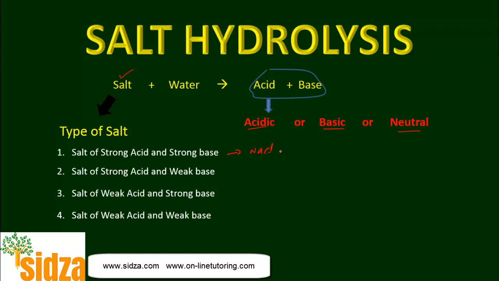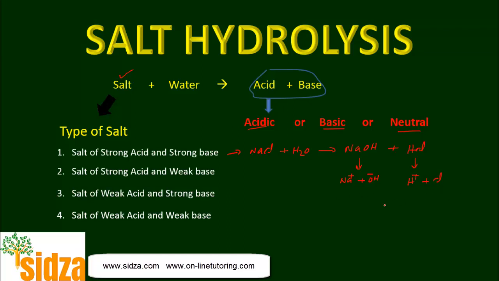If you do the hydrolysis here, for example, if NaCl reacts with the water, what type of acid and base do you expect? You can expect you get sodium hydroxide here, and you get hydrochloric acid, right? So this sodium hydroxide is a strong base. It completely dissociates into Na plus and OH negative ions, and hydrochloric acid is again a strong acid, and therefore it forms the H plus ions and the Cl negative ions.